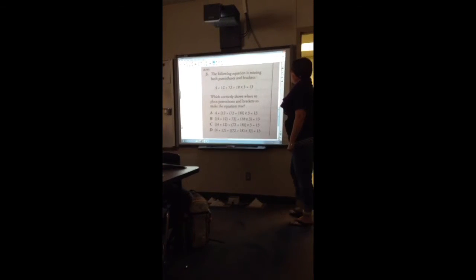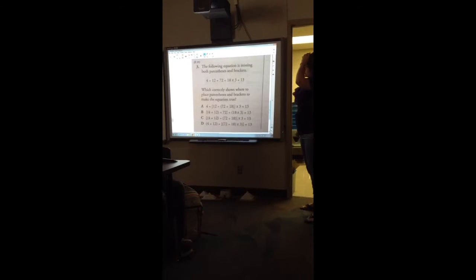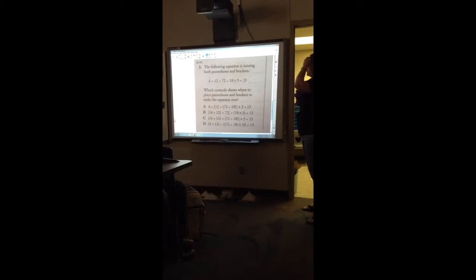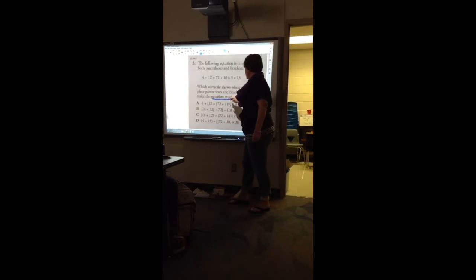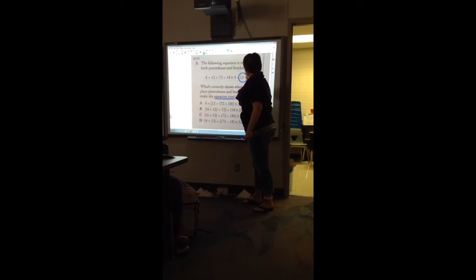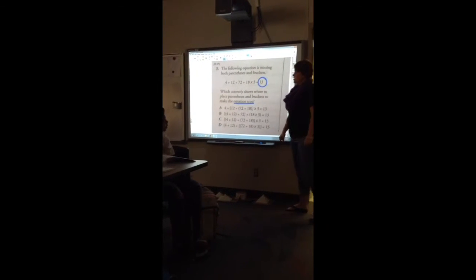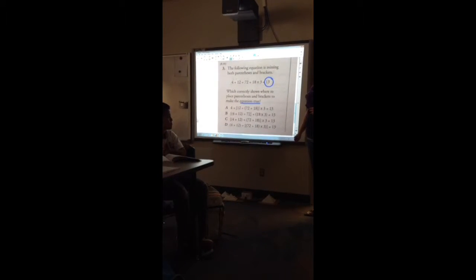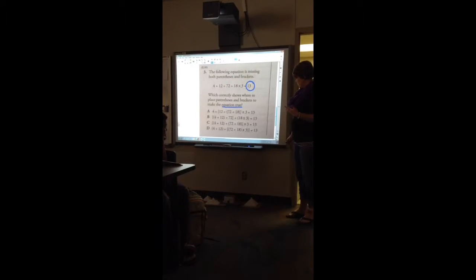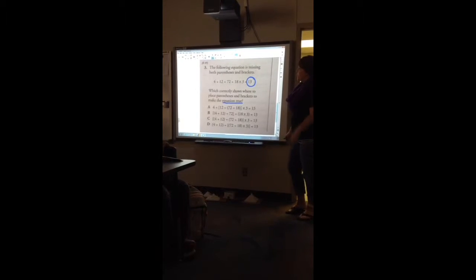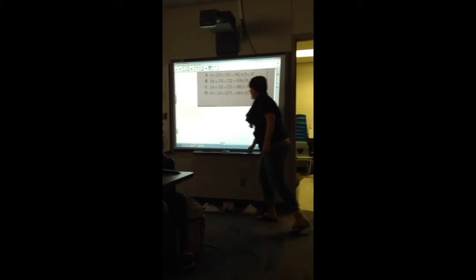Number 3. The following equation is missing both parentheses and brackets, which correctly shows where to place parentheses and brackets to make the equation true. So we have to make the equation what? True. To make it true, our answer needs to be what? In brackets. 13. Okay, so on this one, we have to go through and we have to solve the letter choices until we find one that's what? True.